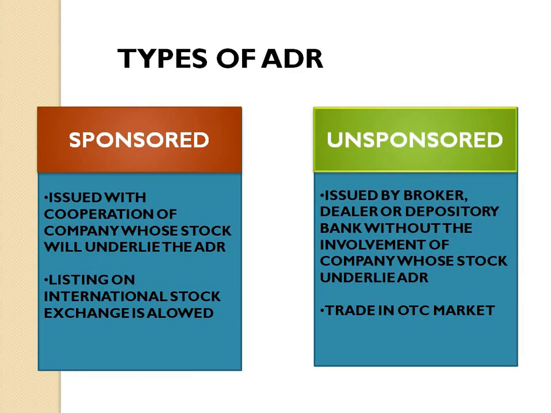There are two types of ADRs. First is sponsored and another is unsponsored. Sponsored ADRs are usually issued with the cooperation of the company whose stock will underlie the ADR. Sponsored ADR listing on an international stock exchange is allowed.